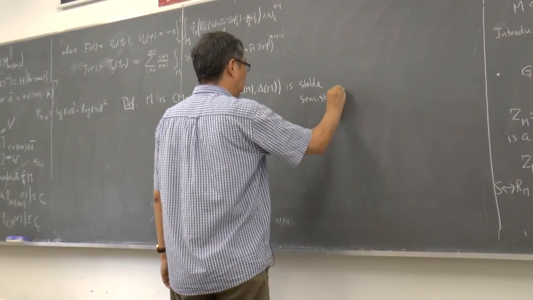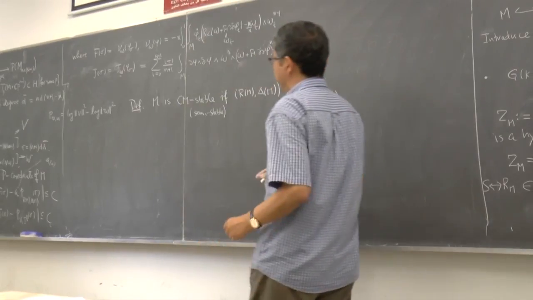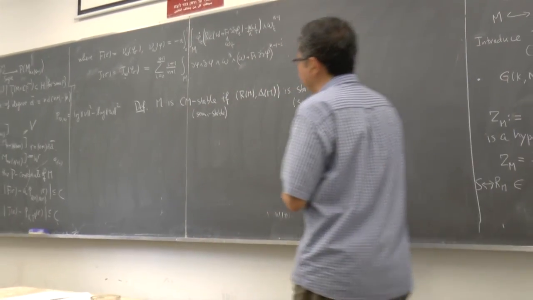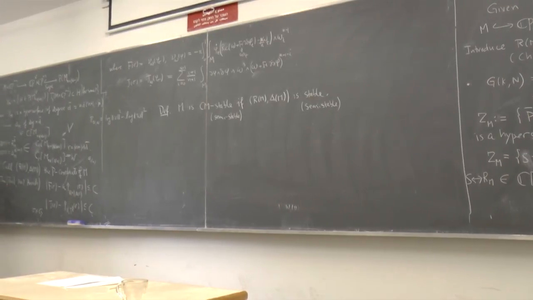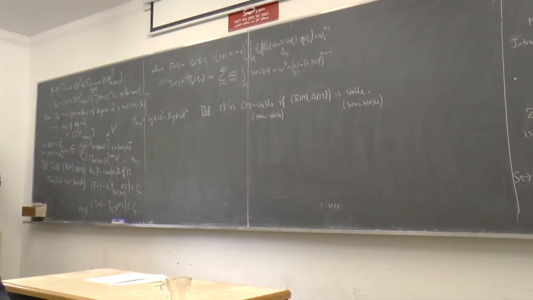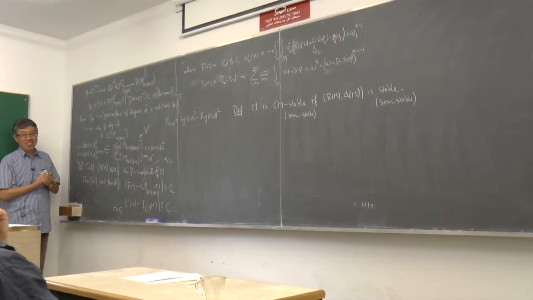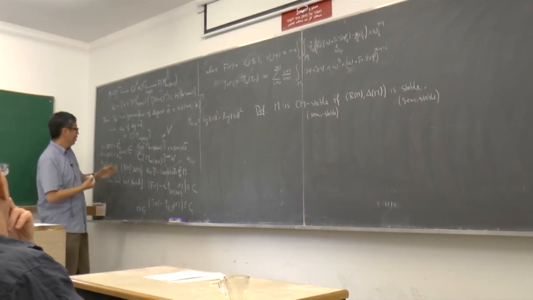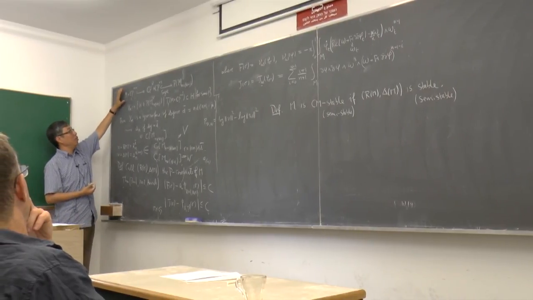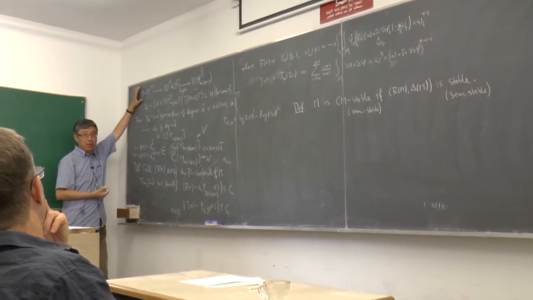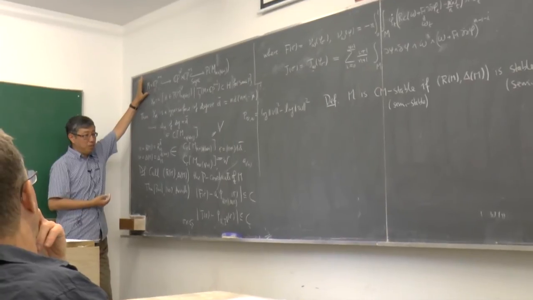Where does the metric of M enter into the definition of Y_N? Pardon? Say it again. Where does the metric, the Kähler form, enter? It does not come in, yes. You don't see that metric here, because the hyperdiscriminant is defined globally, you don't see the metric.